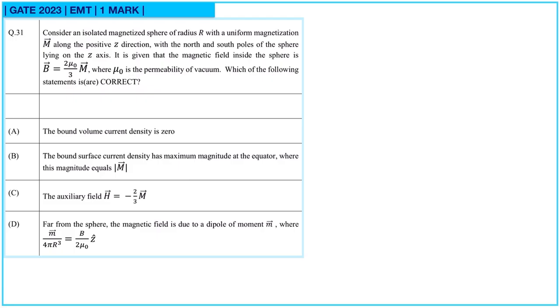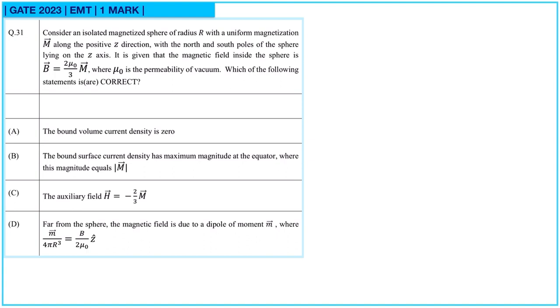Question number 31. Consider an isolated magnetized sphere of radius r with a uniform magnetization M bar along the positive z direction, with the north and south poles of the sphere lying on the z-axis. It is given that the magnetic field inside the sphere is B bar equal to 2 mu naught by 3 M bar, where mu naught is the permeability of vacuum. Which of the following statements are correct?